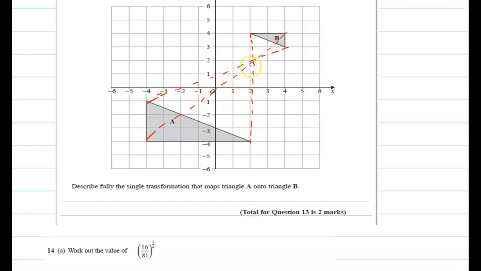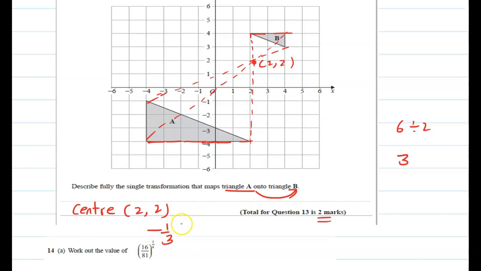Okay, so this is point 2, 2. Describe fully the single transformation. It is a 2 marks question. So here the center will be 2, 2, and if you see here 1, 2, 3, 4, 5, 6, and how many are here? 2, 1 and 2. So 6 divided by 2, that is 3. So this is negative direction, 1/3, because you need to go from triangle A to triangle B. So it is negative 1/3 scale factor.